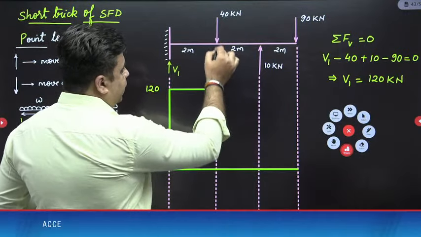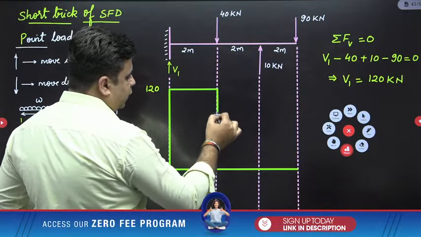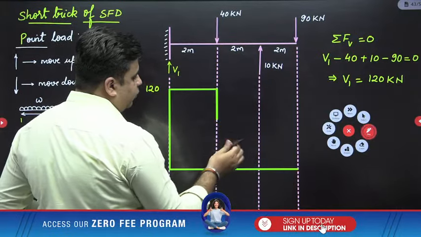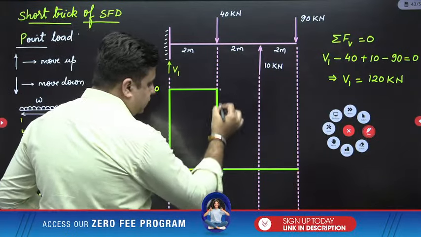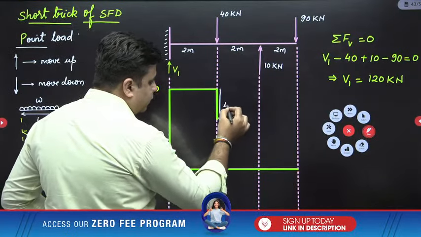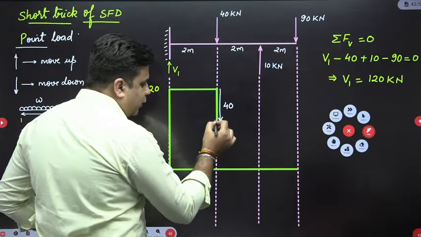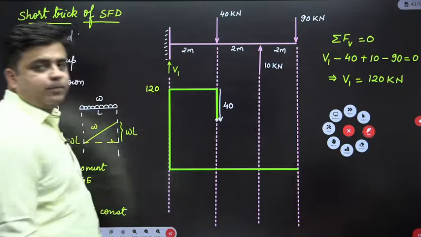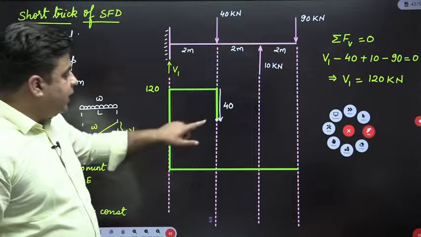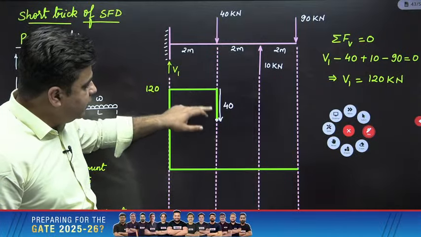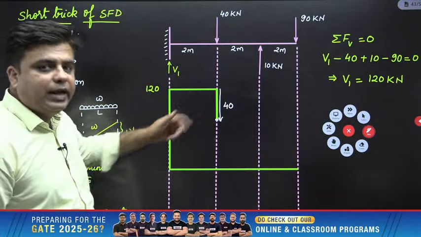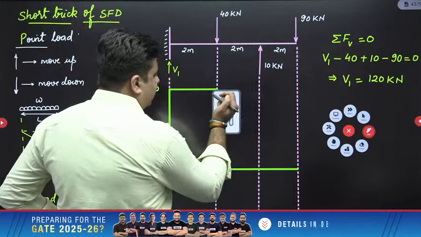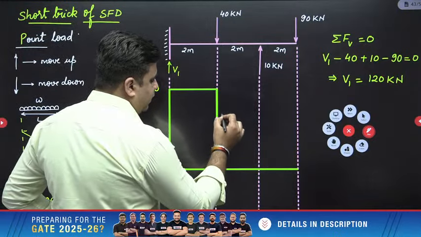Then at this point, you have a downward acting load of 40. So I need to move down by the amount of 40. You have to check this downward movement is 40. So if this downward movement is 40, what will be the value of this ordinate? 120 minus 40 will be 80. So the value of this ordinate will be 80.